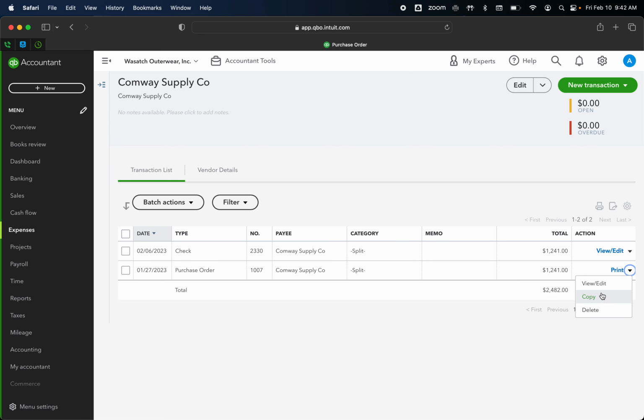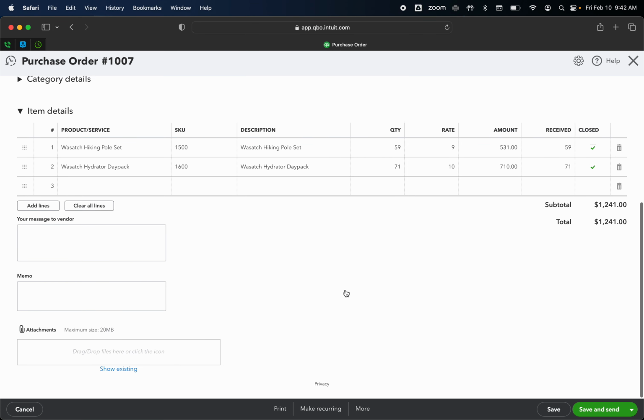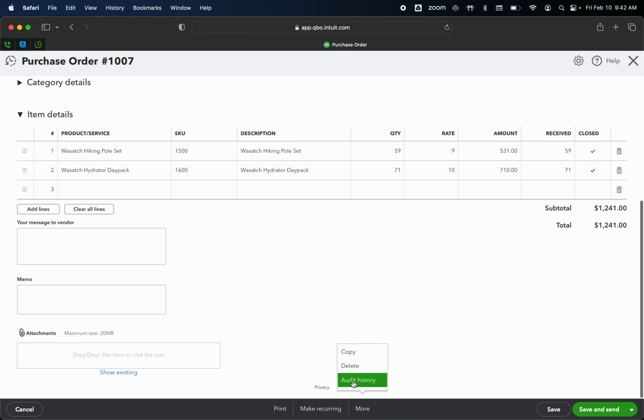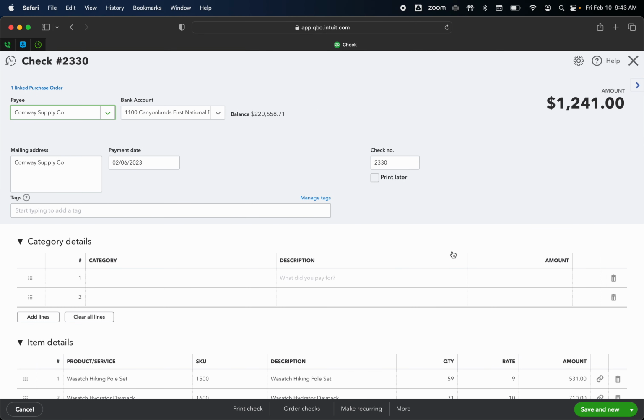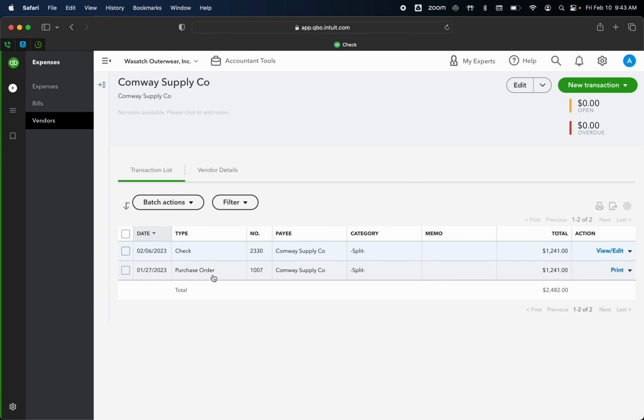change this. So I'm going to, this purchase order, you should be able to copy, make recurring, cancel, Conway Supply, vendor details, and check. Wait. I guess by doing the check that created the bill. Okay, so you did that right. You just didn't create the bill and then pay off the bill. So you just paid off the check.